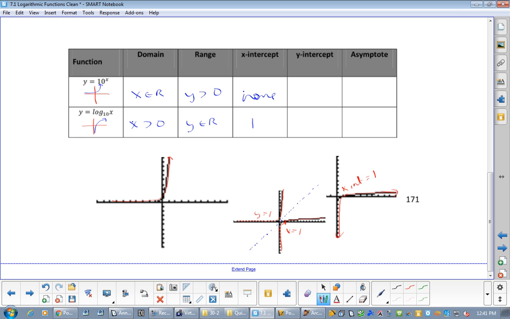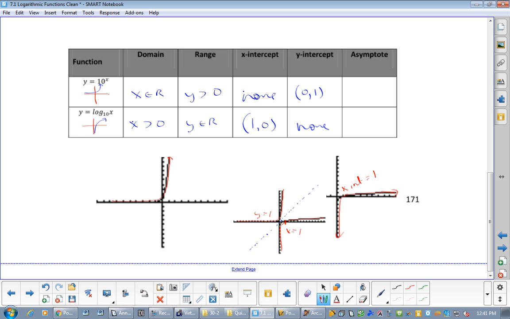What was the y-intercept of y equals 10 to the x? Let's even put it in coordinates. It's 0, 1. This is 1, 0. What is the y-intercept in log 10 of x? None. Okay, do you see how those switched?